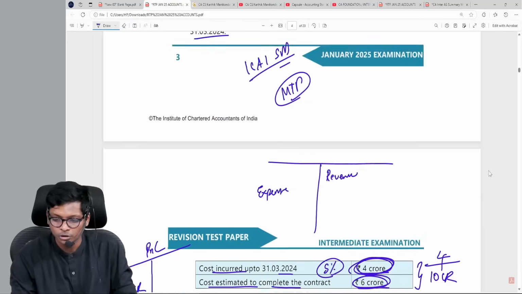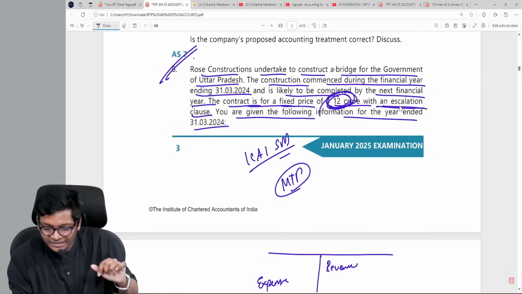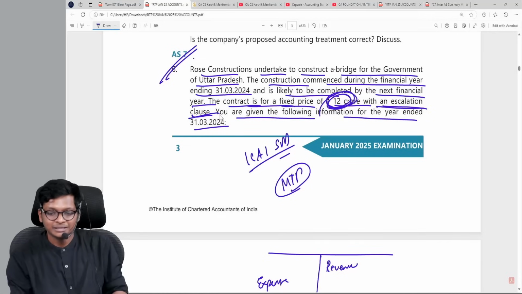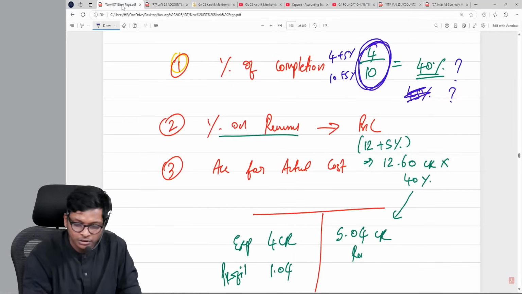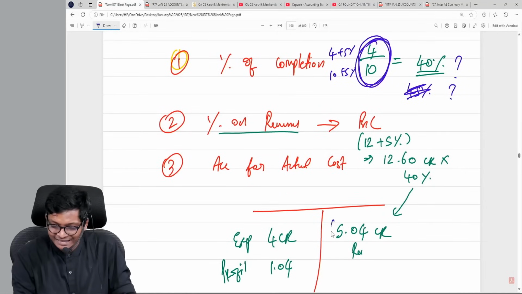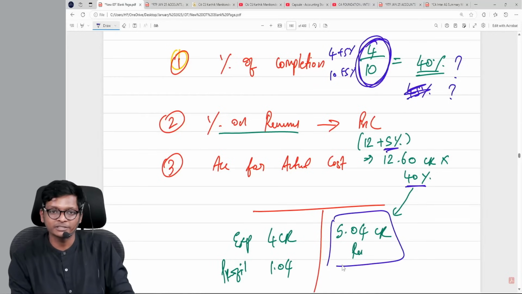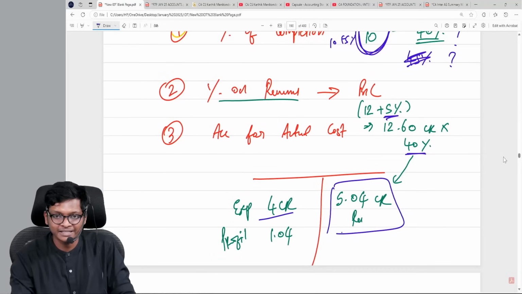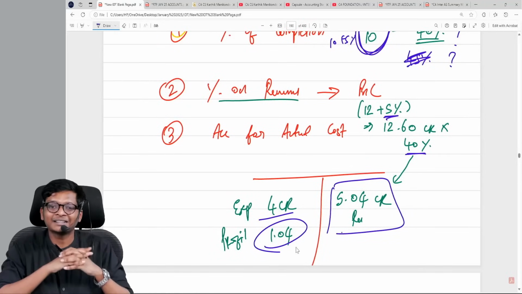No, sir. The question says it was fixed already for 12 with an escalation clause. That means 12 plus 5% will come now. Therefore, only in revenue I am adding 5% and taking 40%, which is 5.04. In expense, I'm taking it straight away. You're getting profit of 1.04. Are you guys understanding? Okay.